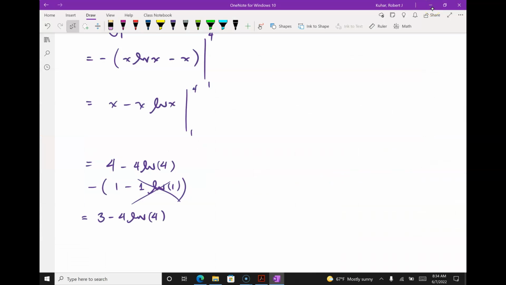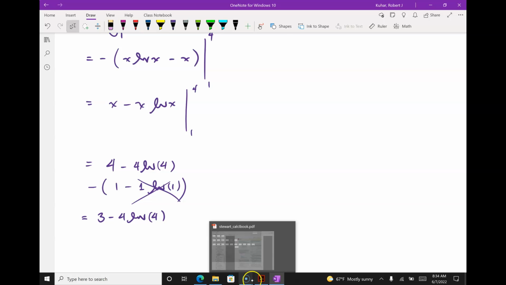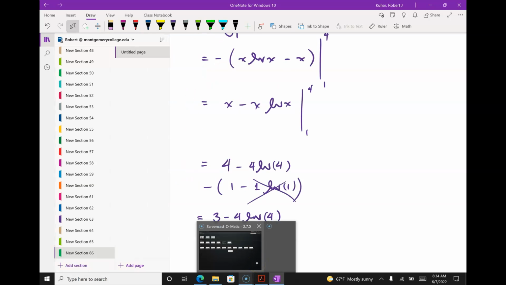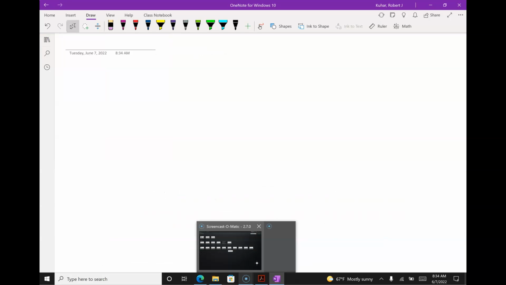Cool. Well, we've got a pretty busy day with new material, so we might as well just get started on it. We're talking about 6.2, the disc or washer method.